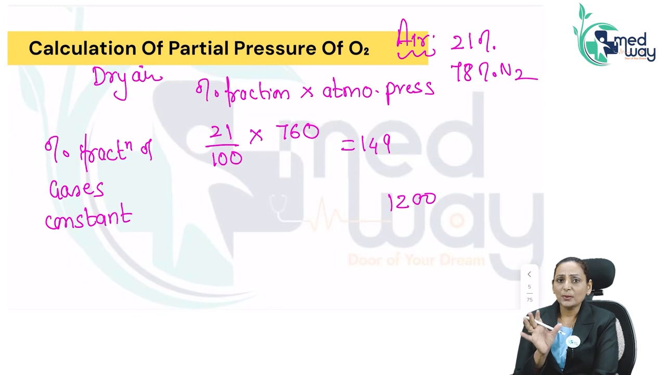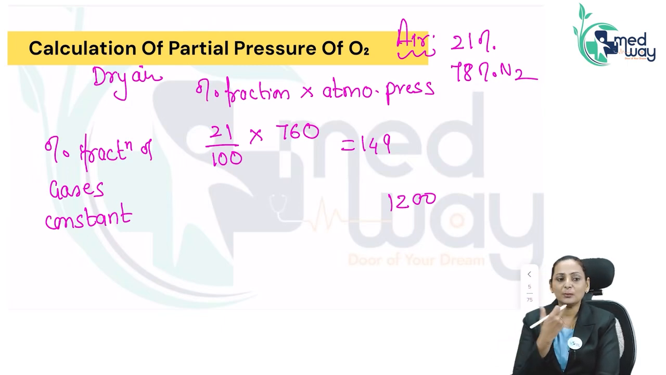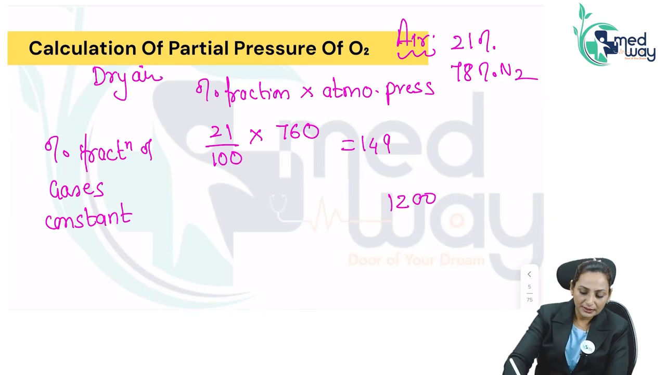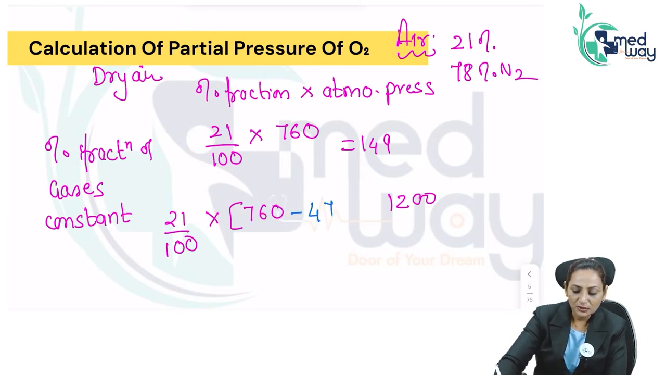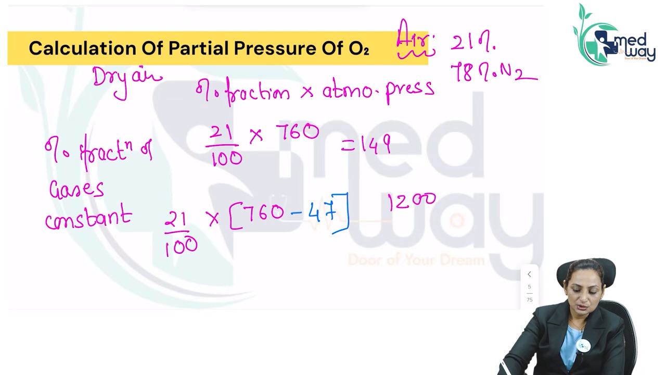So get this idea very clear that it is not the percent fraction of the gas that is important, but more important is the atmospheric pressure. Now this is with the dry air. Now suppose you inspire this air and the air gets humidified. What will happen? It will now be 21 upon 100 into 760 minus 47. What have you done? You have brought about humidification. So the water vapor pressure, that is 47, has now to be subtracted from 760. So this is for the humidified air.